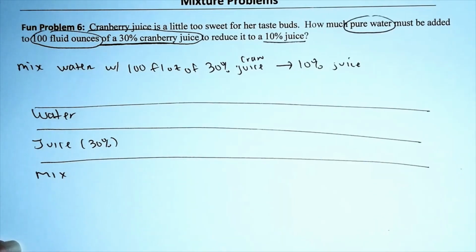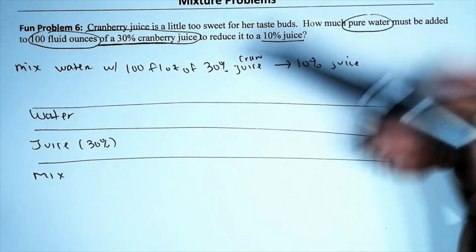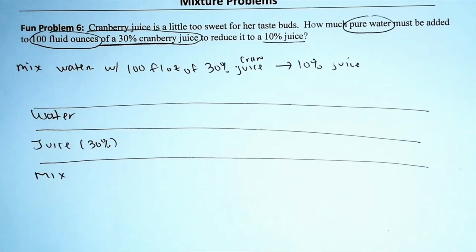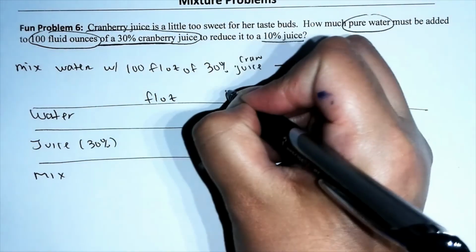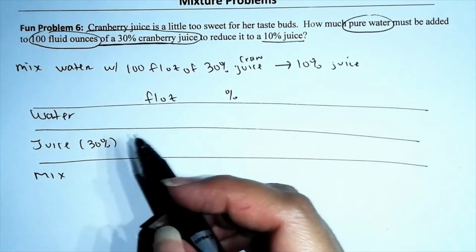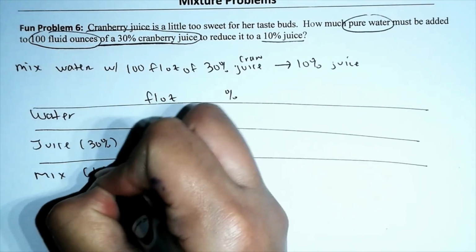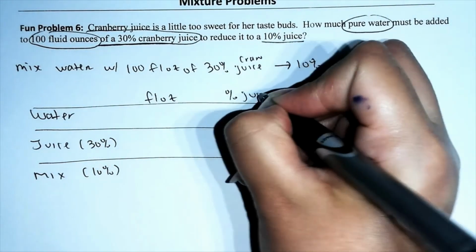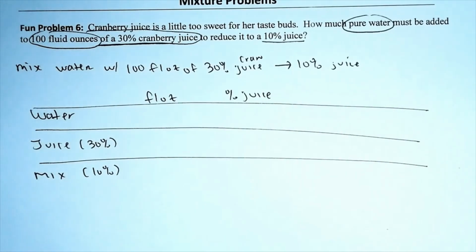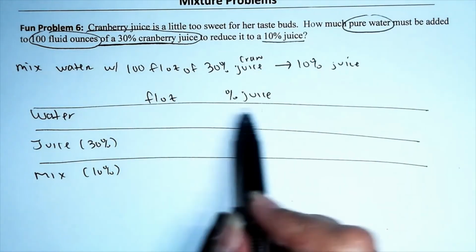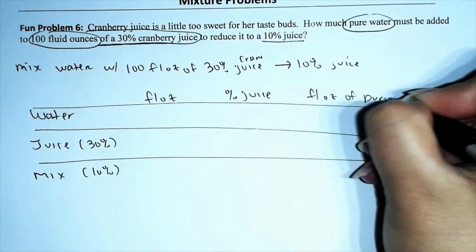So for the column headers, same thing: total, percent, and then pure juice. The units are fluid ounces. So we have fluid ounces, and then percent juice, because this one is 30% juice and the mix is 10% juice. 30% is associated with percent juice. Okay, fluid ounces, percent juice, and then fluid ounces of pure juice.